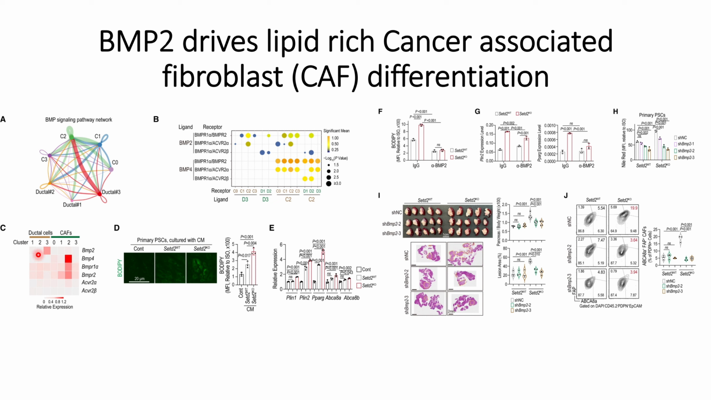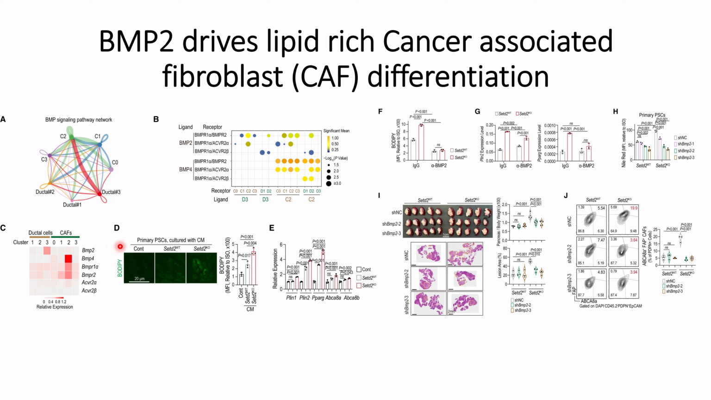And along with this BMP2, they also found out that BMP4 is also high in this cancer-associated fibroblast. This could be the result of the paracrine interactions of this BMP2 from the ductal 3 populations with the cancer-associated fibroblast in the cluster 2 populations. And in the literature, it is known that BMP2 and BMP4 are responsible for high lipid-rich tumor microenvironment formations.